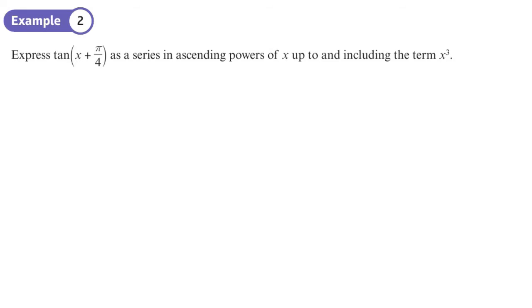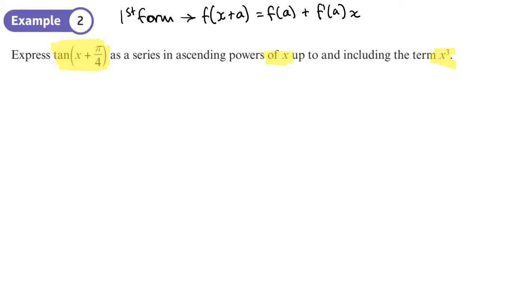Okay, so notice that this question is different to the last one in that we need to express tan of (x + pi over 4) in terms of powers of x up to the x cubed term. So it's almost like the question's the other way round. And this is where we use the first form of Taylor's expansion, where we want to write an expansion for f of (x + a), which will be f of a plus f dash of a times x plus f double dash of a over 2 factorial x squared and so on.